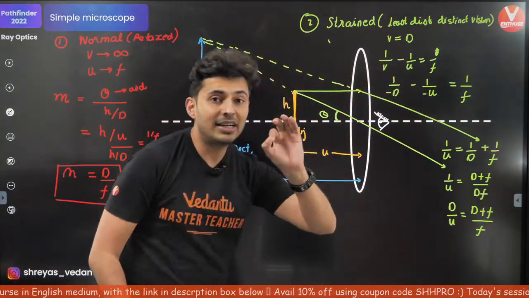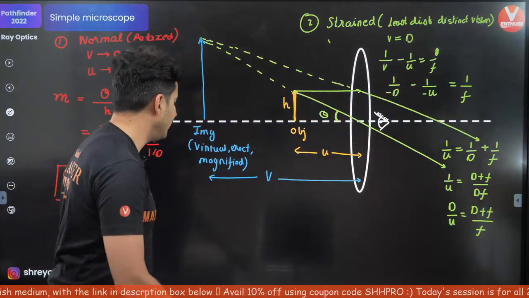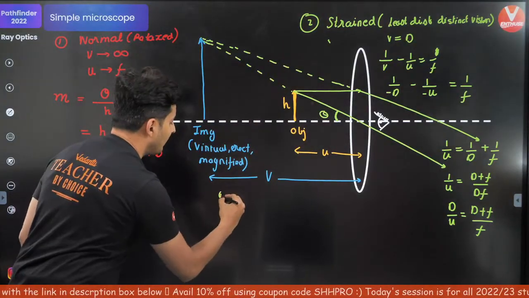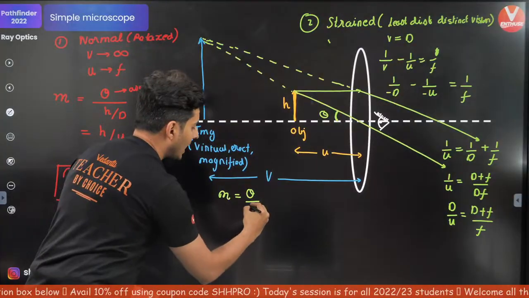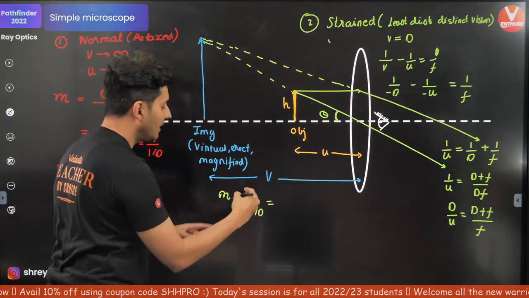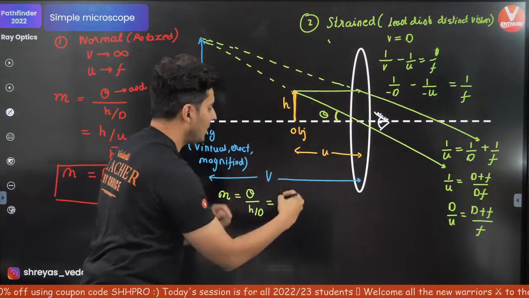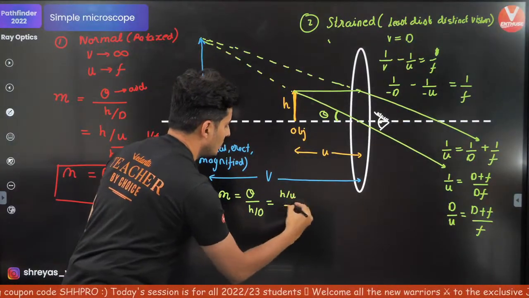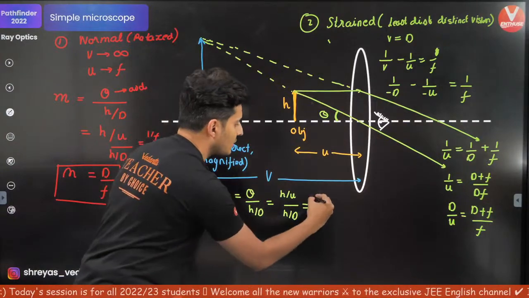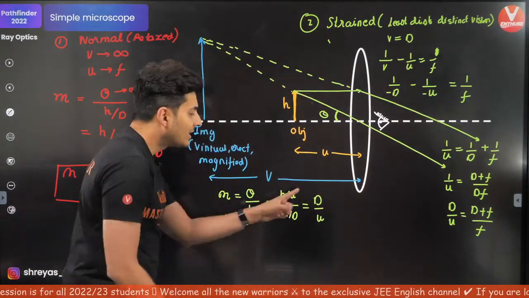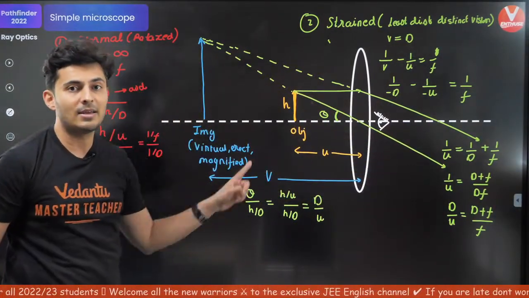Now, why did I find the value of D by U? You will understand it now. The magnifying power, which is theta divided by H by D, will be where theta is H by U. Theta is H by U divided by H by D. You can solve this, H cancels, you will get this as D by U. That's the reason why I found this D by U.